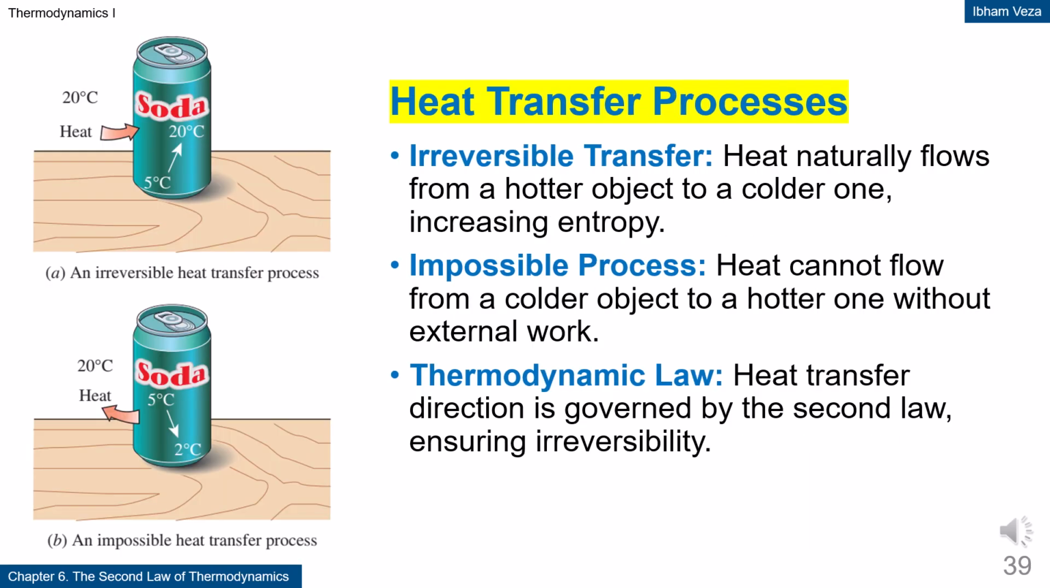Heat transfer processes. Heat transfer from hot to cold is always an irreversible process. It is impossible for heat to flow from cold to hot without external work. This direction is a direct consequence of the second law. Every heat transfer with a temperature difference always generates entropy. That is why this process cannot be simply reversed.